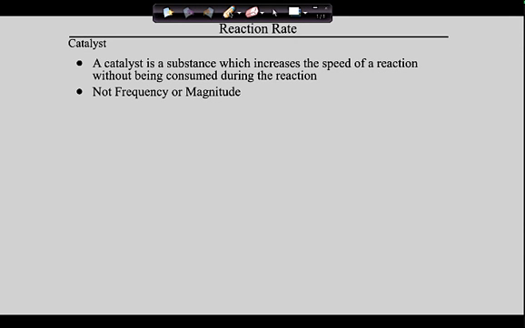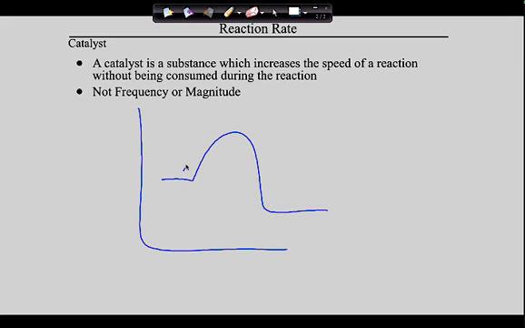So, guys, wait, we got this, right? And we got reactants, and we got a hump, and we've got products. And I thought you said that the only way to get more collisions over the hump was to change the frequency or the magnitude of the collisions.